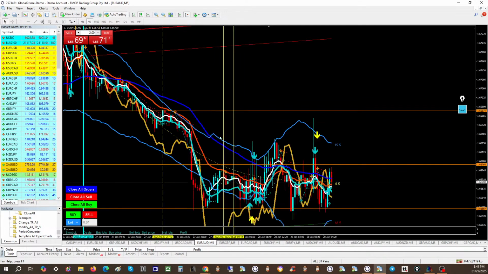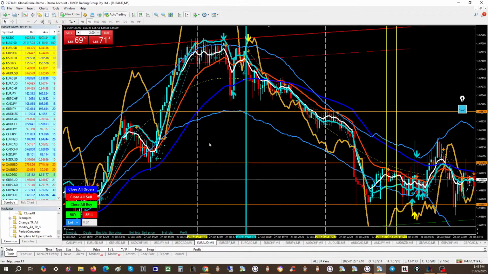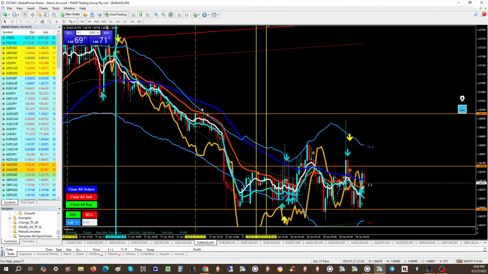Let's go to the Euro Aussie. Again, you got a couple of 5 minutes. You're in here, all the way down. Another one here. Now this one was a little tricky. This one was actually a buy, and we are still in it.